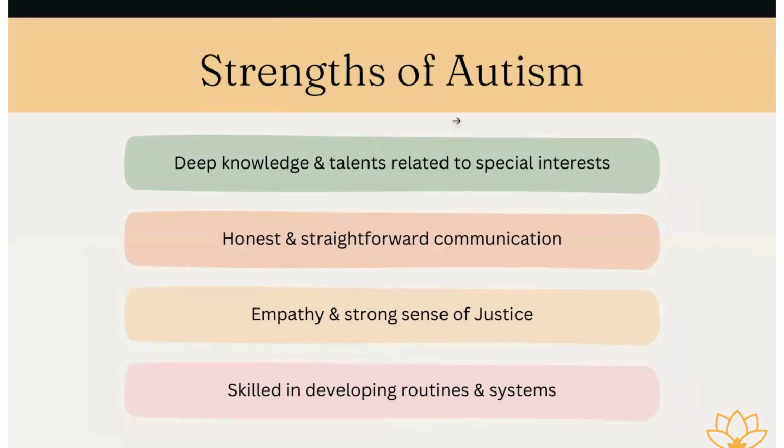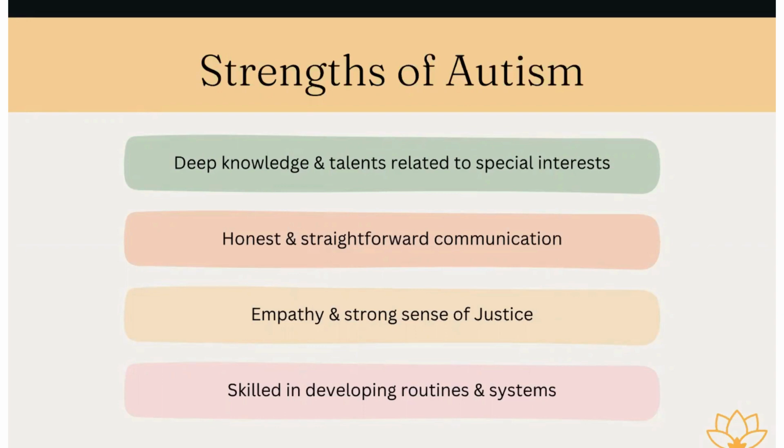So strengths of autism spectrum could include a deep knowledge and talents related to special interests. A lot of individuals on the autism spectrum, though they might have some delays academically in some areas, it could just be because of their difficulties with dealing with the sensory environment, with the school not understanding how to best support them, things like that. But they might also have some real talents in things that are special interest to them. So a lot of individuals on the autism spectrum, but not all, have a lot of interest in letters, numbers, shapes, patterns, things like that.